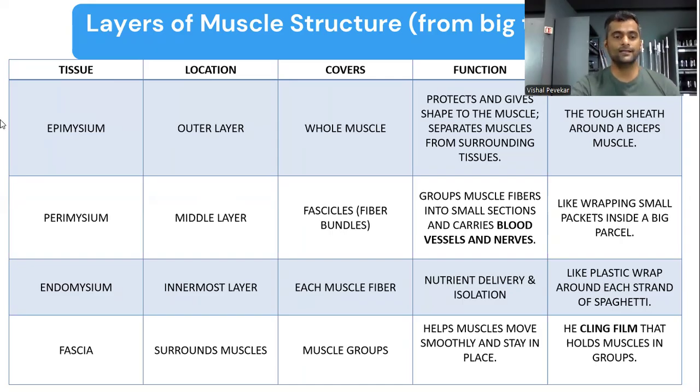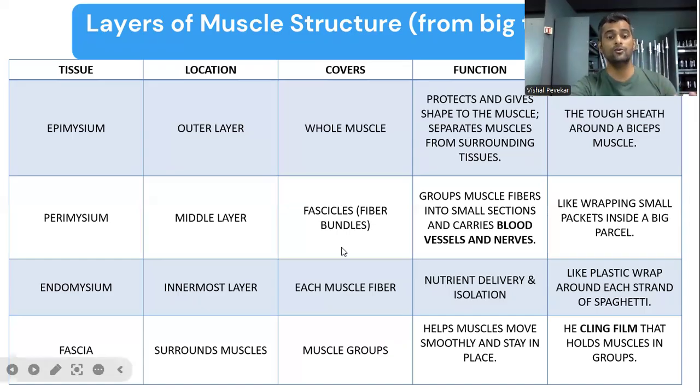Now you go to the next entity, the perimysium, which is located at the middle layer. The perimysium covers the fascicles, which hold the muscle fibers, right? What it basically does is group the muscle fibers into small sections and carry blood vessels and nerve cells, right? Two important jobs: one is blood supply and the other is nerve signaling. It's like small wrapping packets, like a small packet wrapped into a big parcel, right?